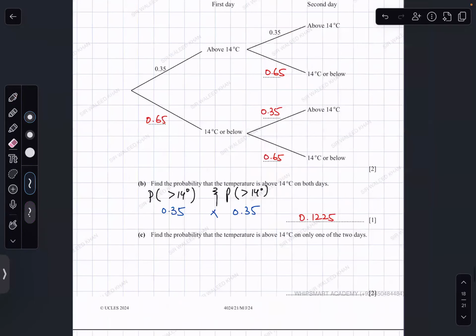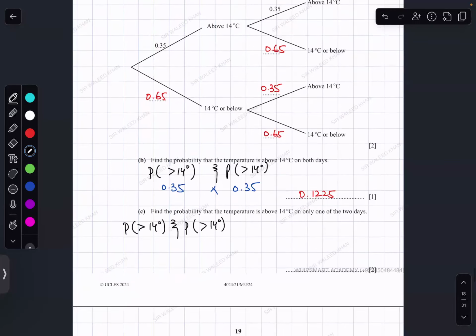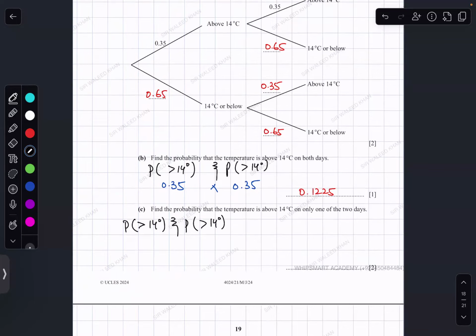Find the probability that the temperature is above 14 degrees on only one of these 2 days. So they have put a condition over there that, for example, the first day, the temperature is above 14 degrees. Then on the second day, it cannot be above 14 degrees. It must be below 14 degrees. Less than 14. Okay. Or what can happen is that the first day, the temperature is less than 14 degrees, and the second day, the temperature is greater than 14 degrees.